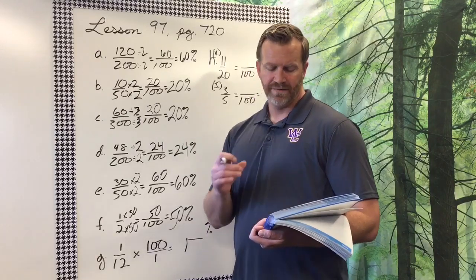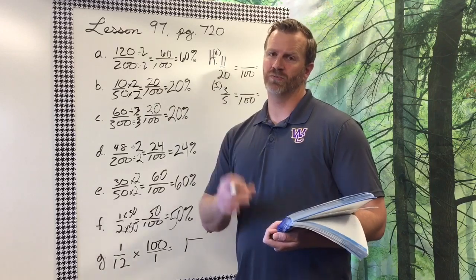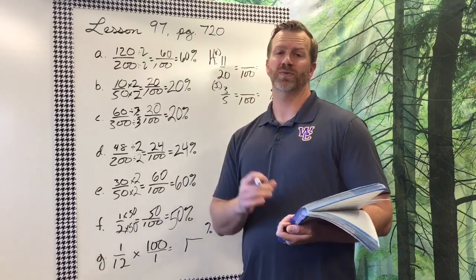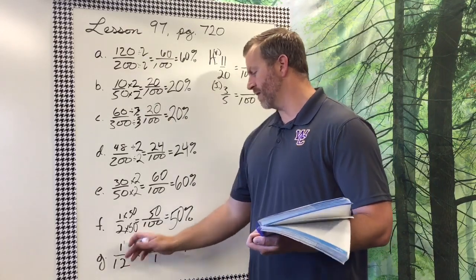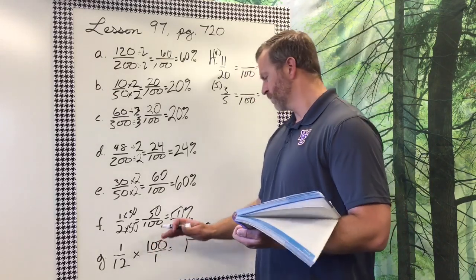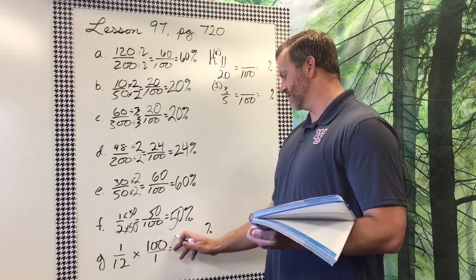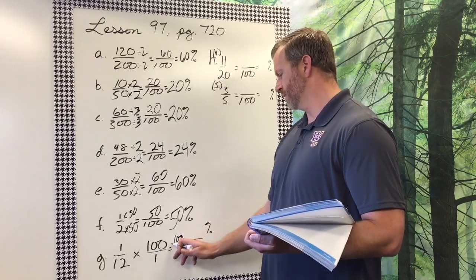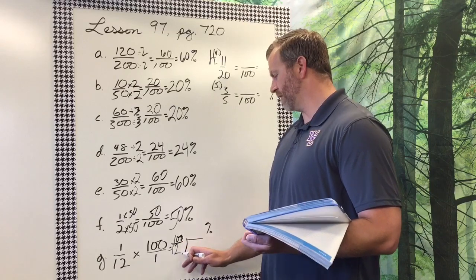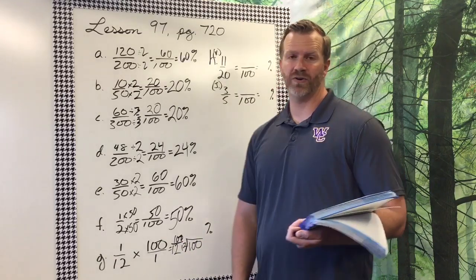50%. Nice. Now, G starts to get a little tricky. It says 5 minutes is 1/12 of an hour. So what percent would 1/12 of an hour be? Now, we got 1/12, and we're looking at 100% of an hour. So we got to go 1 times 100, right? So that gives us 100 over 12. So we got to divide 12 into 100 right there.